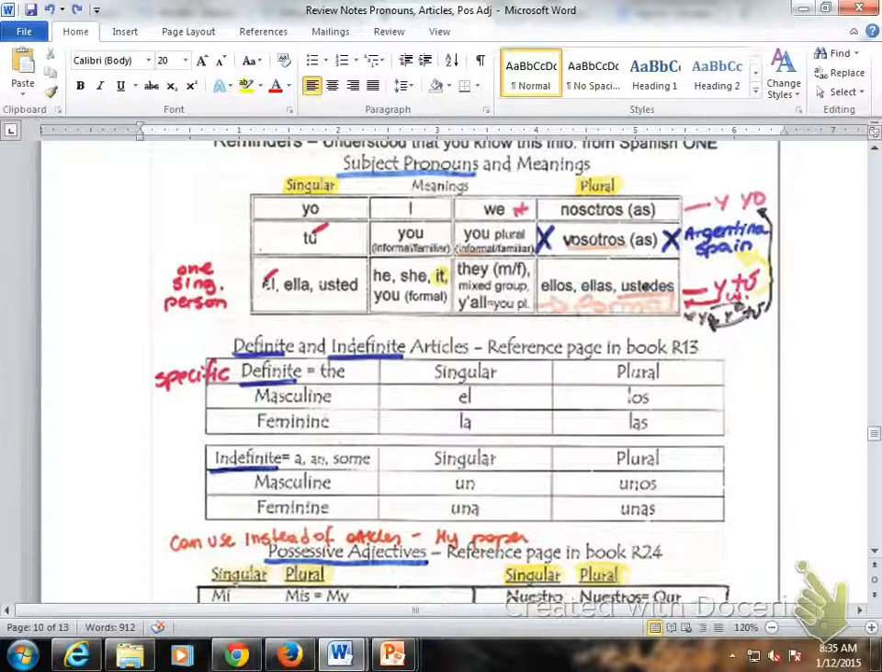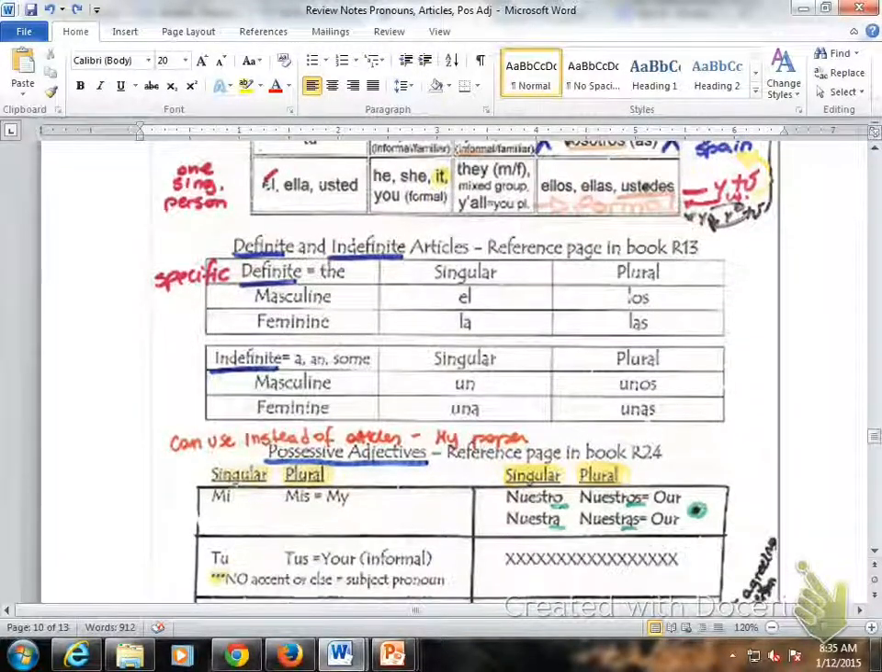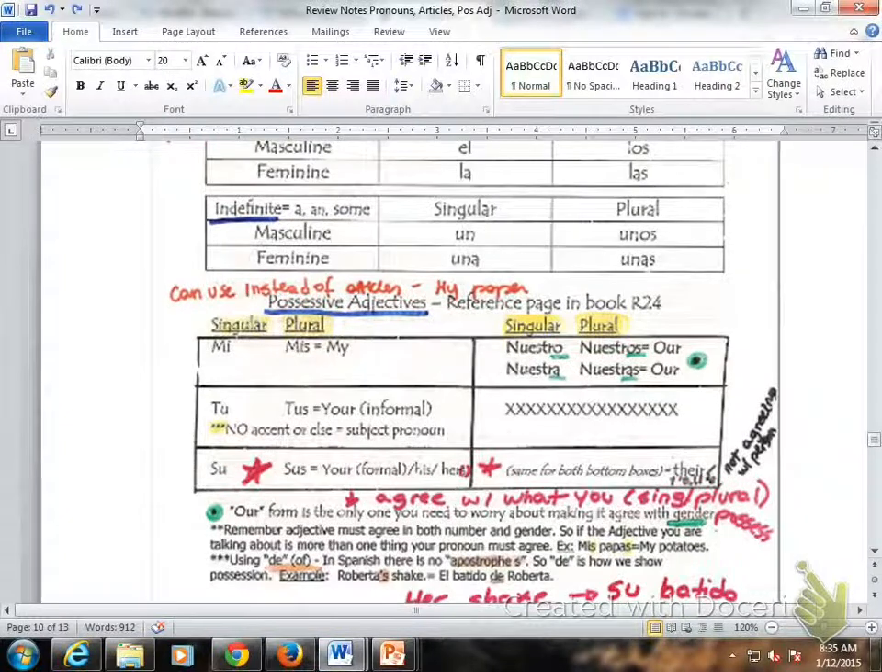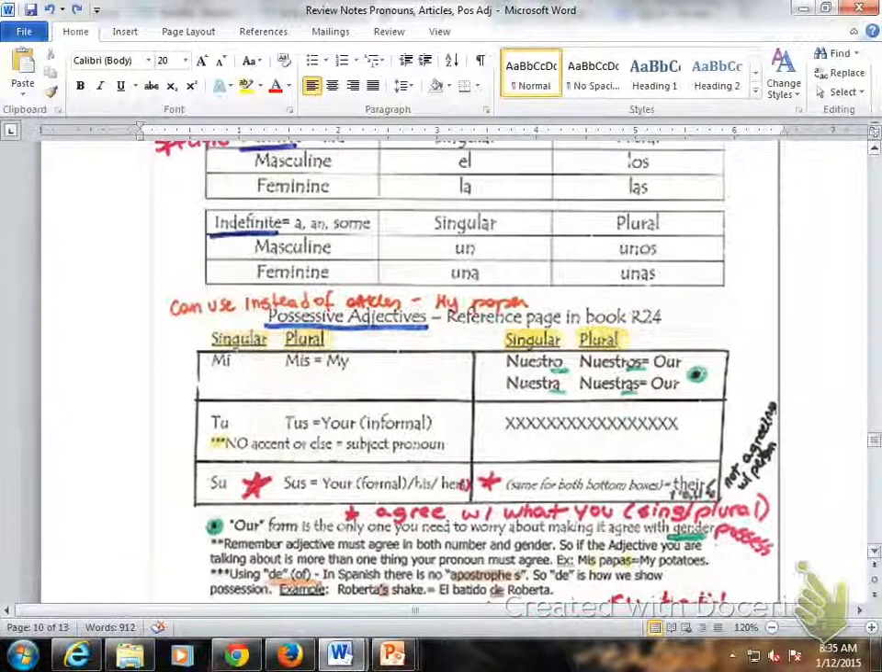For your indefinite articles, which are less specific, you have un, una, unos, and unas. So if I ask you to make a noun plural, you also have to make the article plural. Everything has to agree in gender and number. Okay. And then your possessive adjectives have to basically go together with what is being owned, or sounds weird to say, but what's being possessed. What is it that you own or have in your possession that is yours?